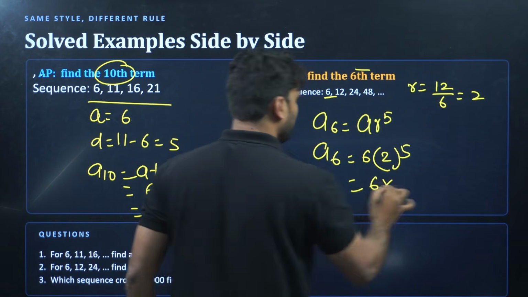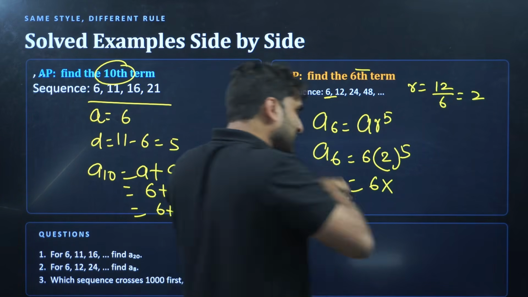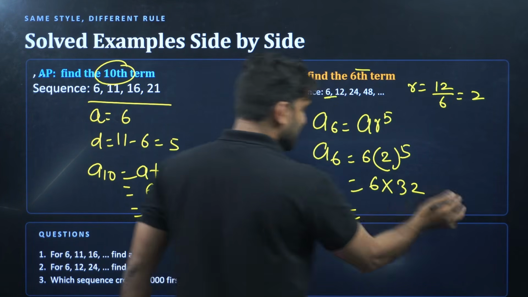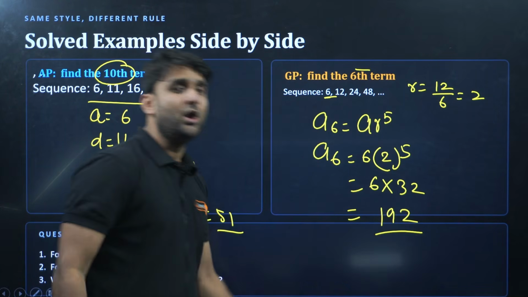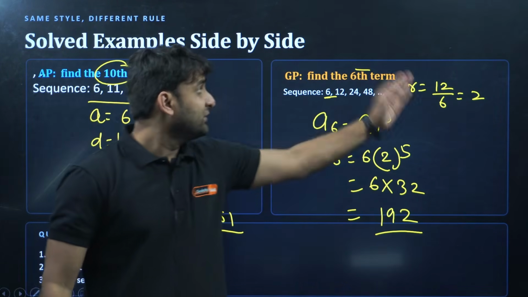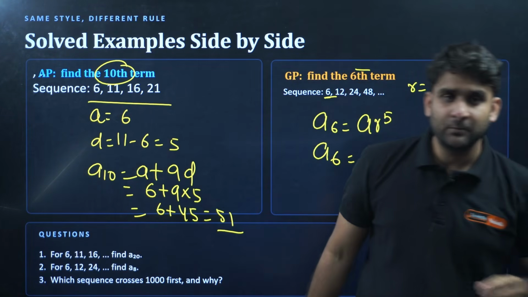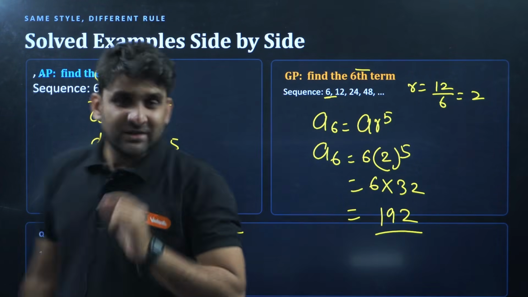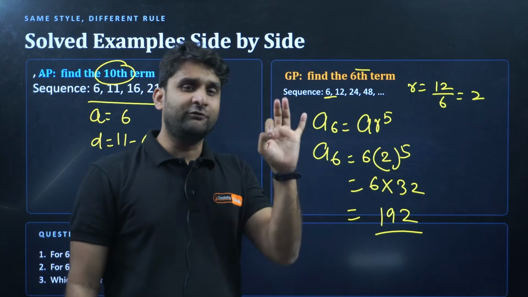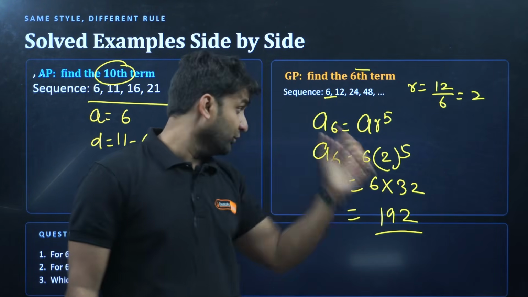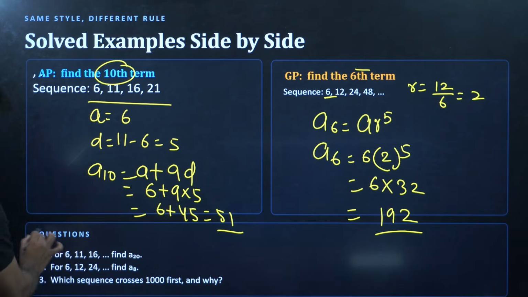Now solve this. 2 to the power 5. 2 into 2, 4; 4 into 2, 8; 8 into 2, 16; 16 into 2, 32. So this is the answer. 6 twos are 12, carry 1. 6 threes are 18 and 1 is 19. This is the answer. 192 will be the 6th term of this GP. Clear everyone? 192 will be the 6th term. 2 to the power 5 will be 32. 2 to the 4, 4 to the 8, 8 to the 16, to the 32. And 32 into 6 will be 192. Clear everyone?